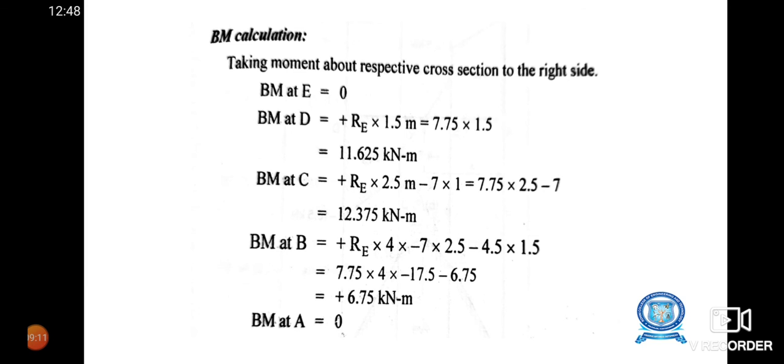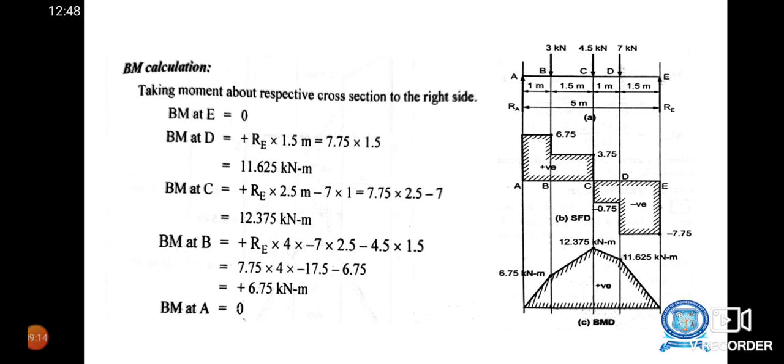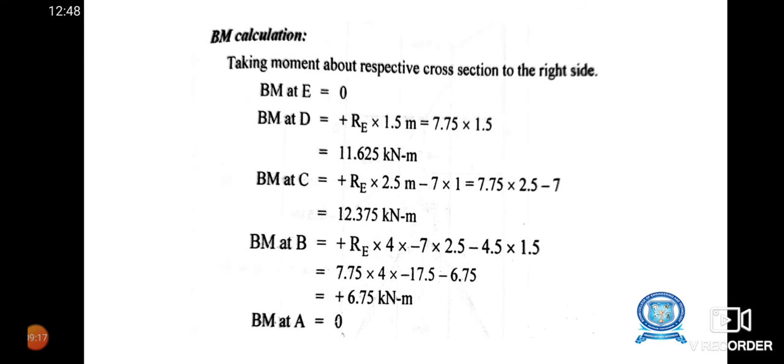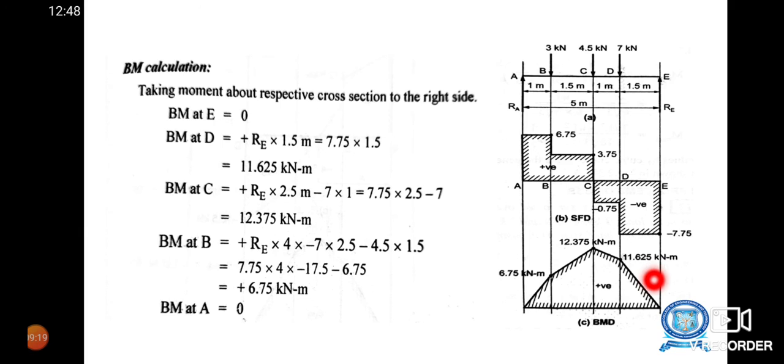So we will see the bending moment diagram. Bending moment at E point 0, then bending moment at D point 11.625 kilonewton meter. That is a positive value. You mention it at the D point. Then bending moment at C point 12.375, so the C point value will be mentioned. Then bending moment at B point 6.75. The value will be down, but that is a positive value. Then bending moment at A point 0. So that is the bending moment diagram.